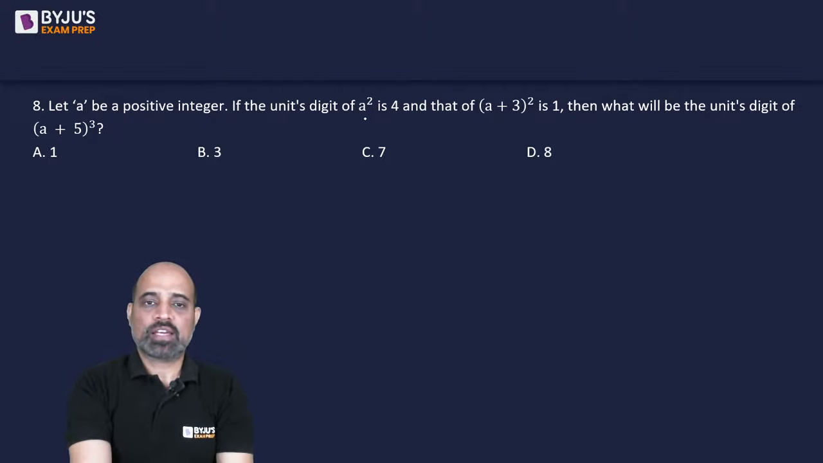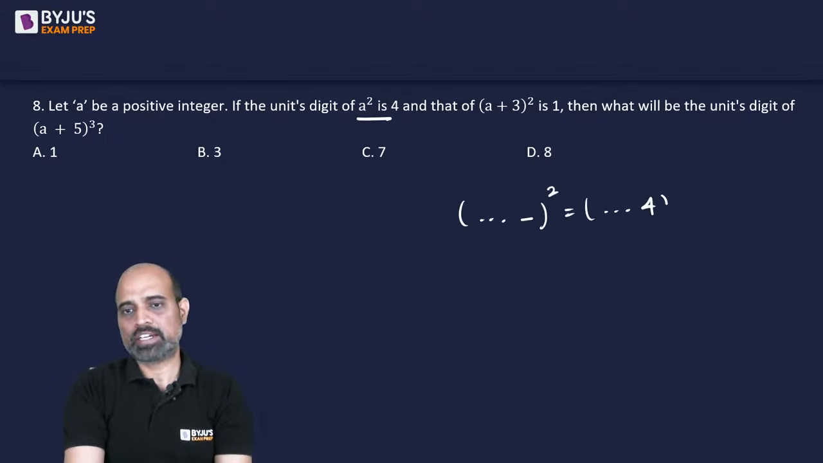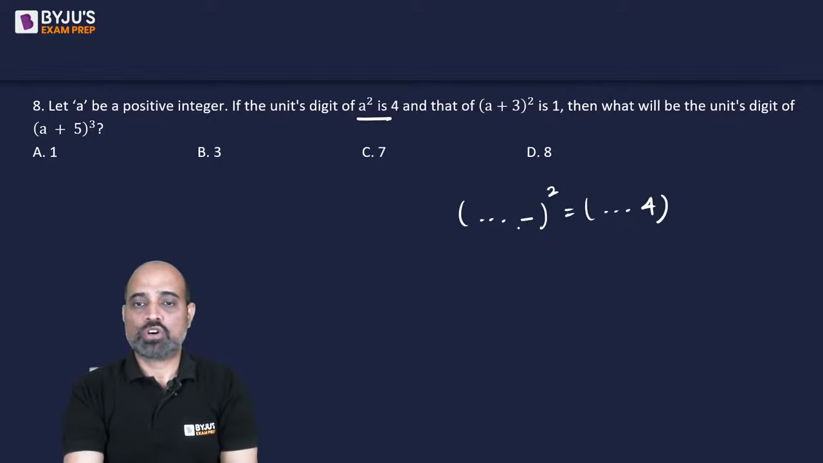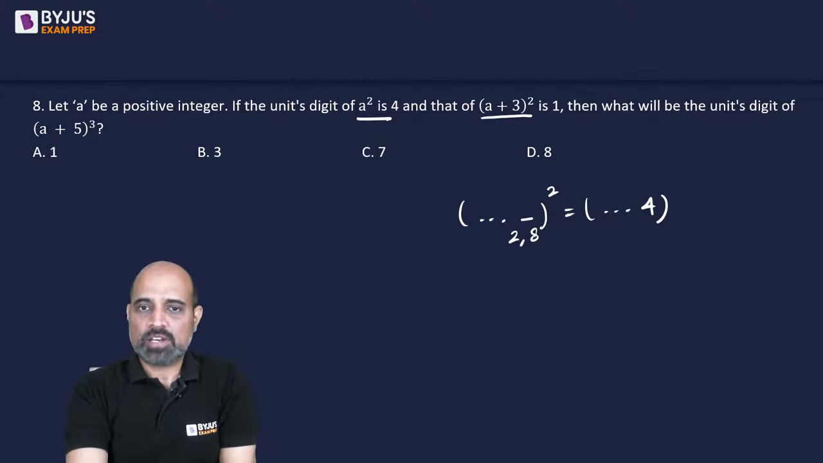Okay. Let's start with this. What should the last digit be so that its square ends in 4? So we can have 2 here or we can have 10 minus 2, 8. These will be the only two. The square of 2 ends in 4 or the square of 8 ends in 4. Now let's look at the next one.